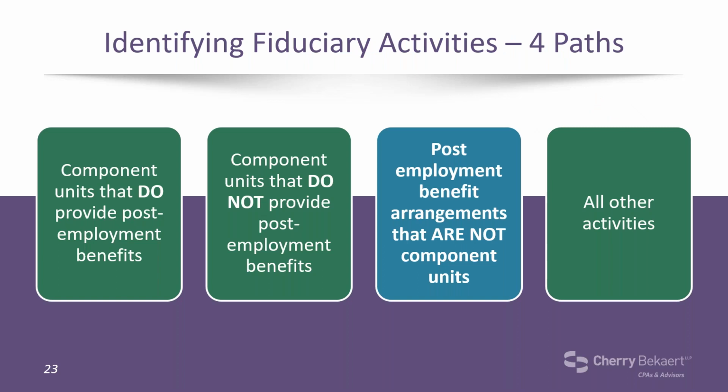So we've made it through two of the paths identifying fiduciary activities. If you're beginning to feel a little overwhelmed, don't worry. As I mentioned at the beginning, some of these are pretty repetitive. The first two paths we discussed were activities that are considered component units, and these next two are not component units. This next path, post-employment benefit arrangements that are not component units, is very similar to the first path we discussed, which was also for post-employment benefit arrangements.